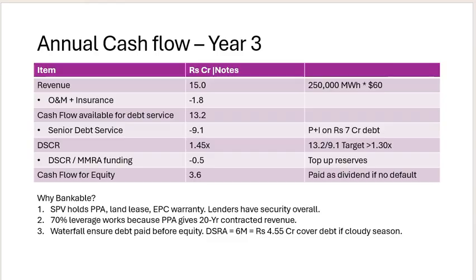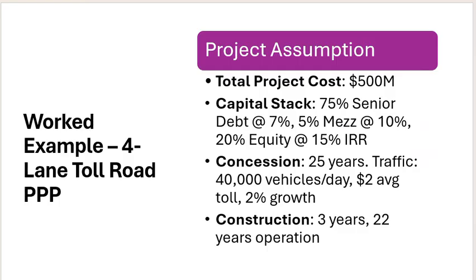Let's move on and discuss the second example, guys, which is one of the most important examples, the four-lane road project. The total cost of the project is 500 million US dollars, and the capital stack is 75% senior debt at a 7% rate of interest, and the mezzanine is 5% at 10%, and equity is 20% with a 15% internal rate of return. The concession is 25 years for that project, and traffic is 40,000 vehicles per day.